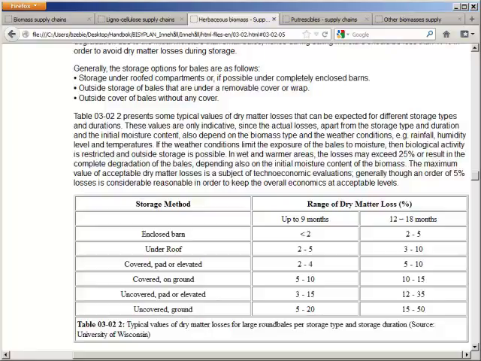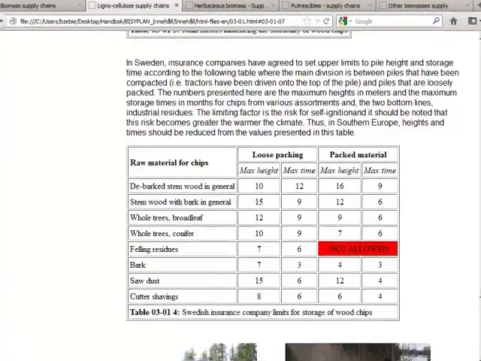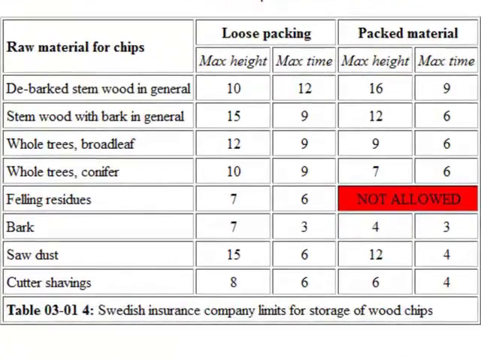There is also another table in the course literature, but that is in the chapter about lignocellulose, and that is table number 4. This table indicates the limits demanded or set by Swedish insurance companies for the storage of lignocellulosic material. The maximum height of the piles is given in meters, and the maximum storage time is given in months. And you will see that if the material is not compacted, so it's loose packing, then the allowable times are generally a bit longer.